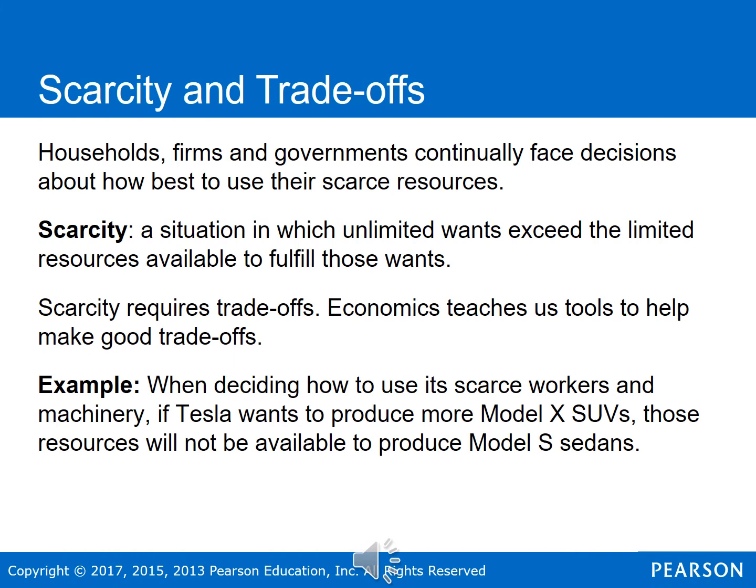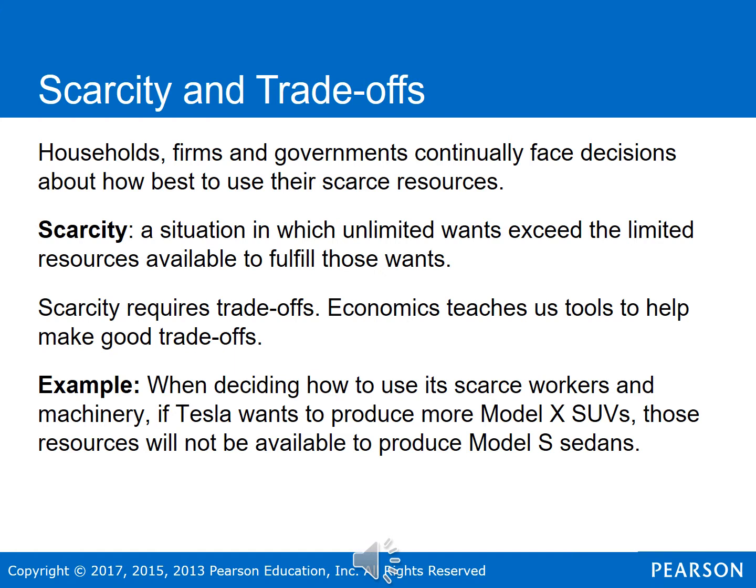So if you remember back just a class or two, we talked about the existence of scarcity. That households, firms, governments, all these different decision makers continually face these decisions because of the scarcity. So what they're trying to do is best use their scarce resources. They know they only have so much, so that necessitates choice. So how are we going to make these decisions to use the resources in the most efficient possible way?